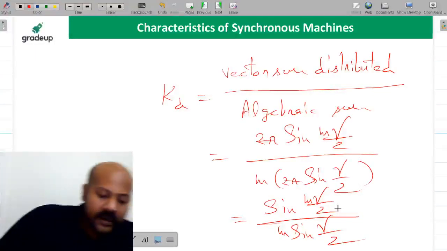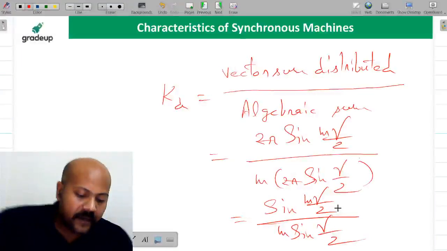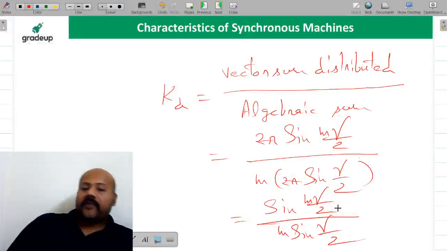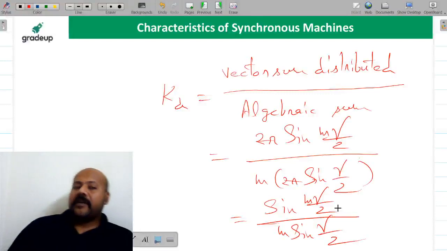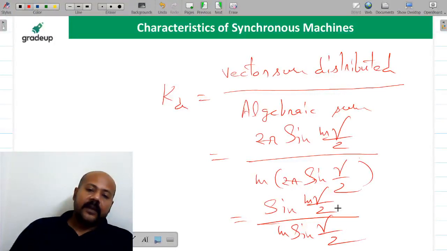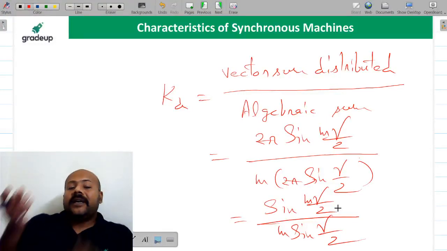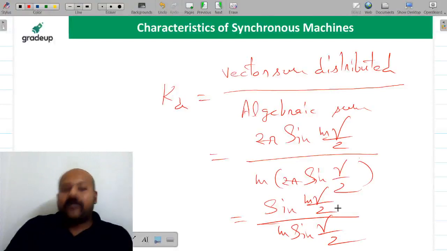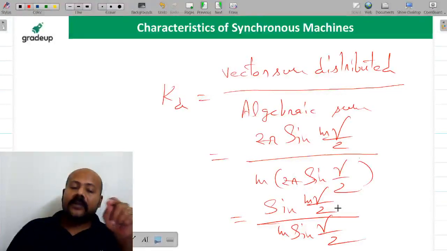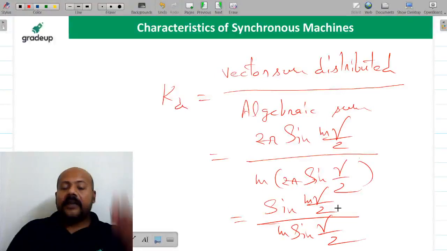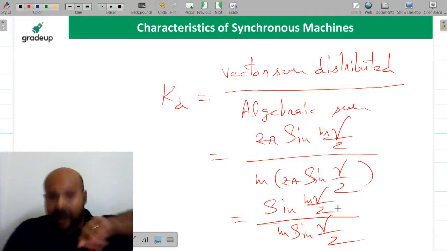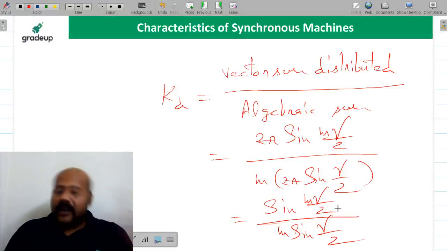Prashant is asking, sir, are distributed winding and three-phase lap winding the same or different? You have asked a very fundamental question, but listen to me very properly. You can say that distributed winding is something similar to the lap winding. I am saying it again, please try to understand: distributed winding is something similar to the lap winding, but it is not lap winding.